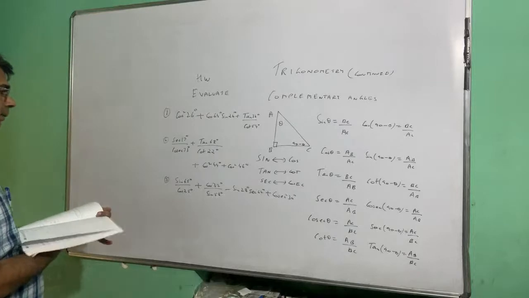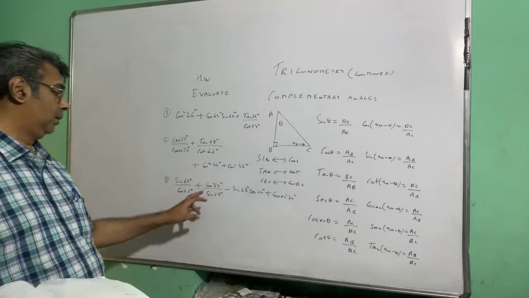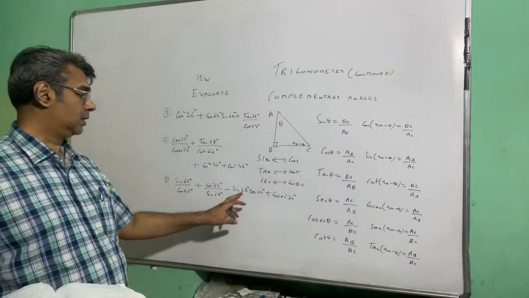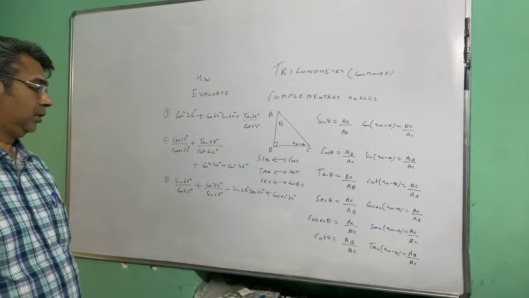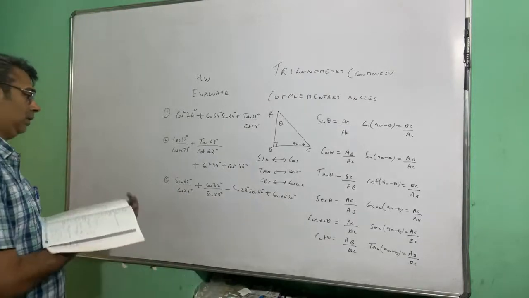Question number 3, sin 65 degree by cos 25 degree plus cos 32 degree by sin 58 degree minus sin 28 degree into sec 62 degree plus cosec square 30 degree. This is question number 3.